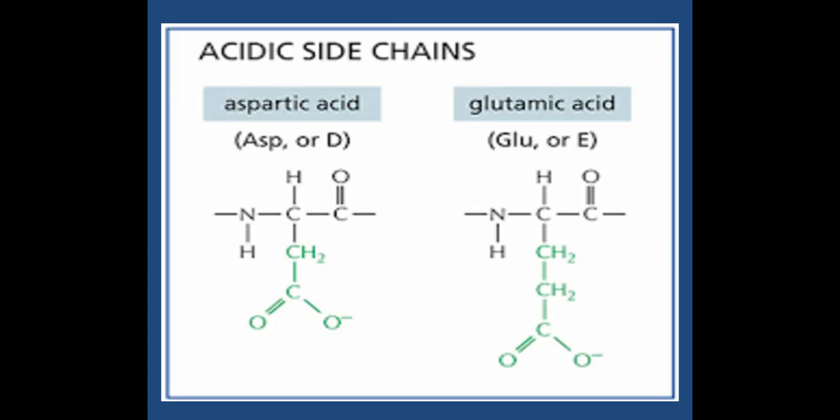Two amino acids that possess an acidic side chain are aspartic acid and glutamic acid. Aspartic acid is the parent compound of asparagine and glutamic acid is the homologue of aspartic acid. Glutamic acid is the parent compound of glutamine and occurs widely in proteins.